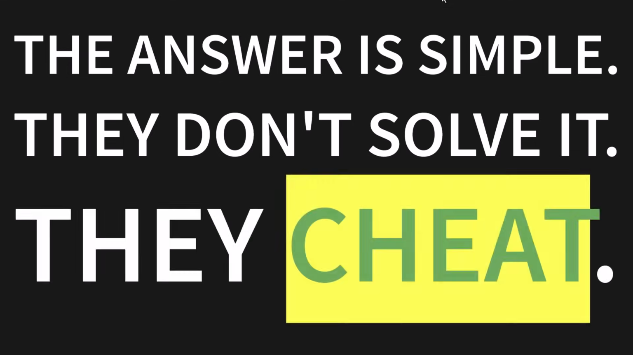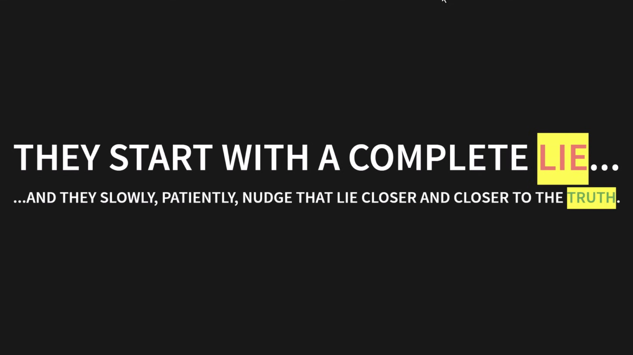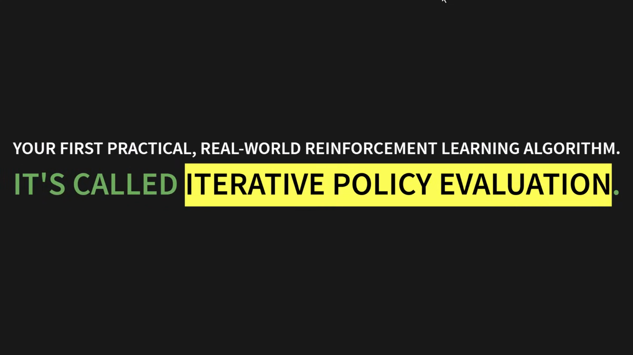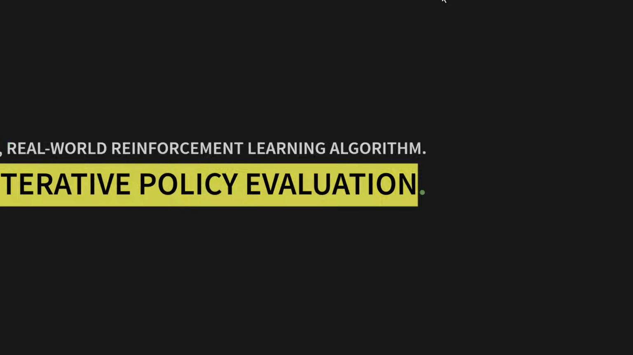The answer is simple. They don't solve it. They cheat. They start with a complete lie, and then they slowly, patiently nudge that lie closer and closer to the truth. This isn't just some trick. This is it. Your first practical, real-world reinforcement learning algorithm. It's called iterative policy evaluation. Let's break the deadlock.